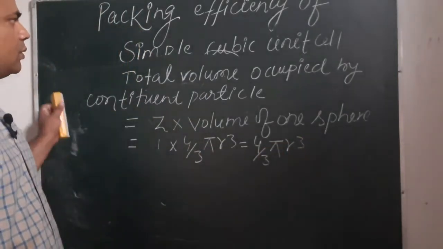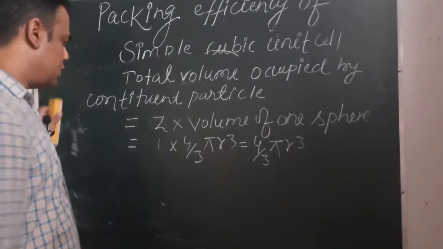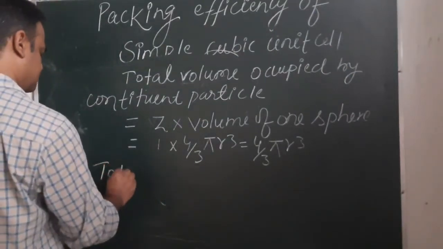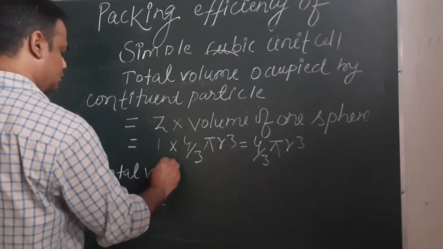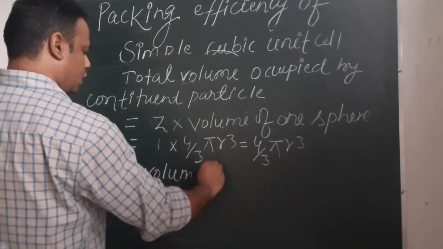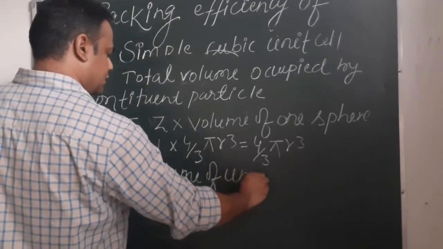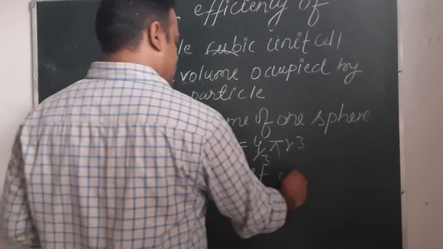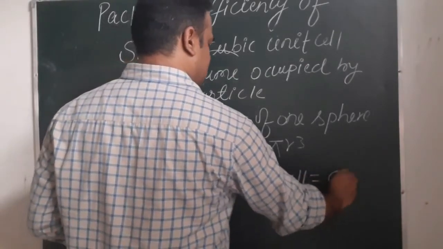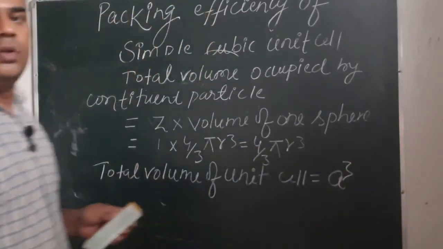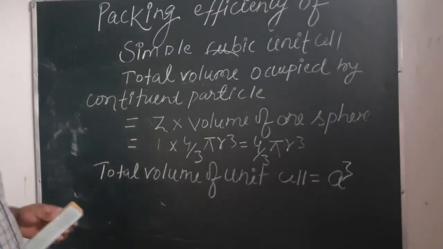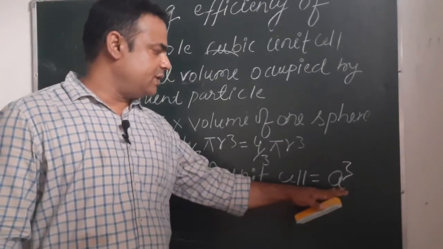Now, if we talk about the total volume of the unit cell, we know that a cube has volume a cube. The total volume of the unit cell, and it is a cubical unit cell, and we know that the volume of a cube is a cube. So this will be equal to a cube.